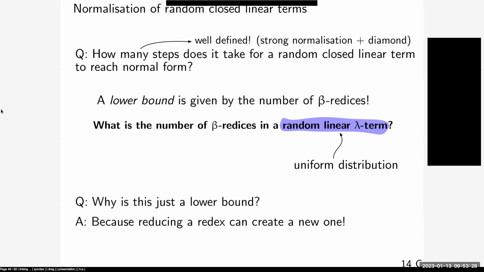It is so because it can happen that we reduce a redex and create a new one in its place, as we'll see later on. And so our first goal is to track the mean number of beta redices in large closed linear lambda terms, right? Tracking redices starts off easy anyways.